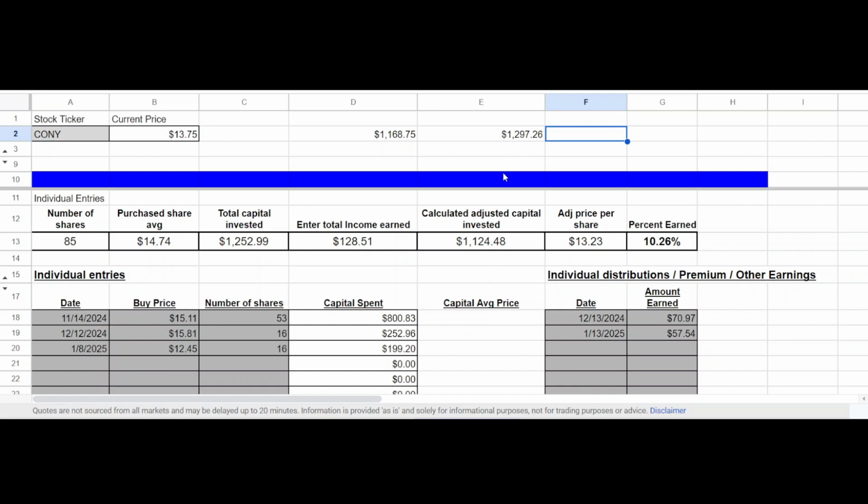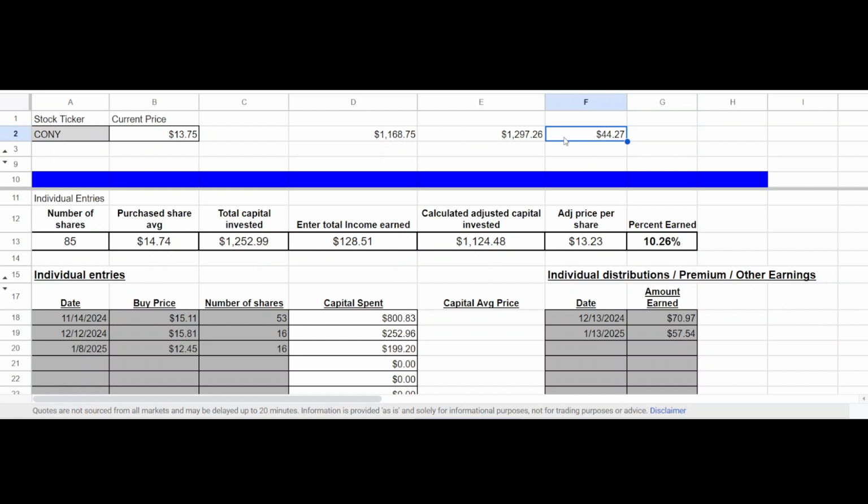Now, I invested originally $1,252.99. So now let's subtract those two numbers and find out what I would actually come out on top if I sold them currently at this price. So I can take that $1,297.26 and I can subtract off the amount that I originally invested. So I'm going to come out at $44.27.